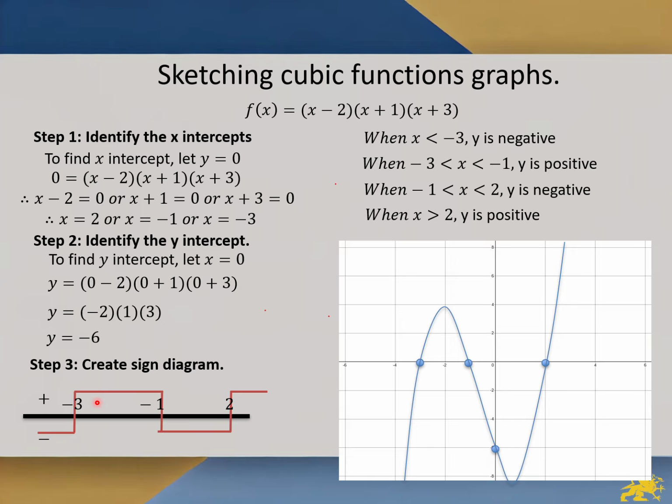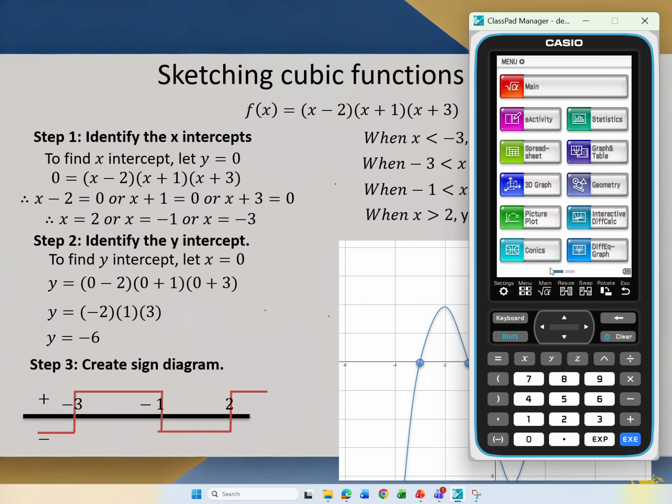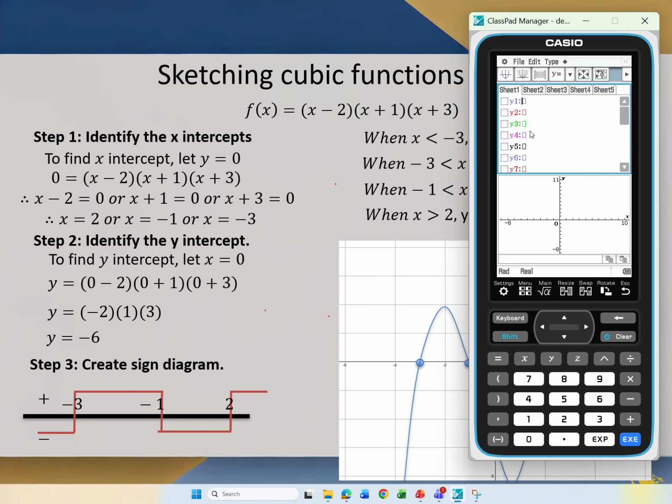So it's identical to my sign diagram. The only part I haven't been able to put on is my local max and my local min. So if I wanted to do that, that's where I use the ClassPad. So remember, if we forget how to get to that page, we go Menu and we go Graph and Table, and then I'm just typing in my equation. So I've got x minus 2, x plus 1, and x plus 3.